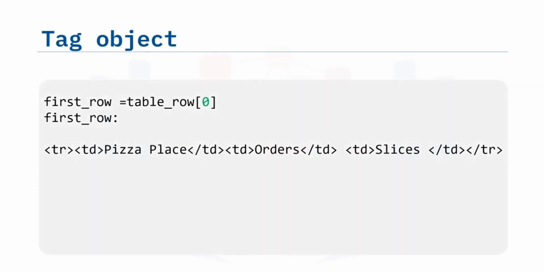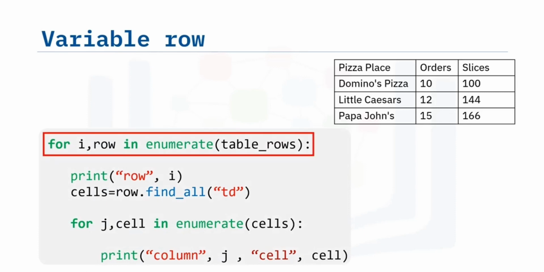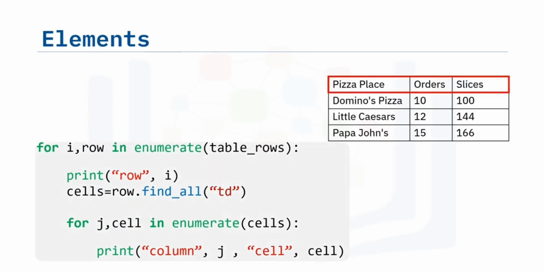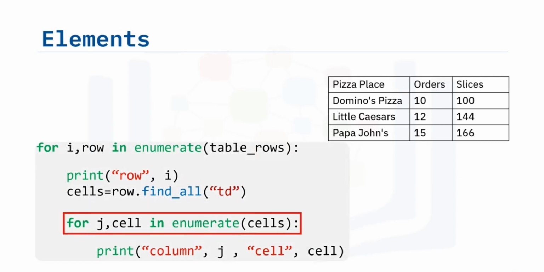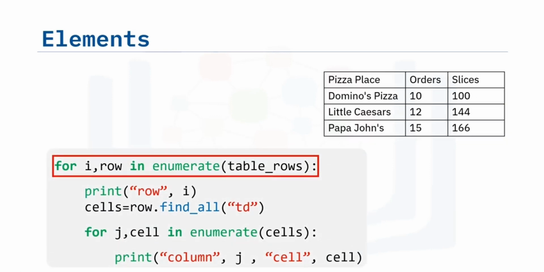Each element is a tag object, so consider the first row. For example, we can extract the first table cell. We can also iterate through each table cell. First, we iterate through the list of table rows via the variable row. Each element corresponds to a row in the table. We can apply the method find_all to find all the table cells. Then we can iterate through the variable cells for each row. For each iteration, the variable cell corresponds to an element in the table for that particular row. And we continue to iterate through each element and repeat the process for each row.